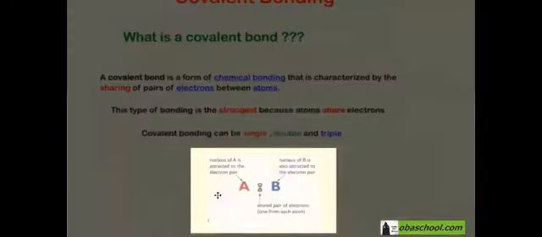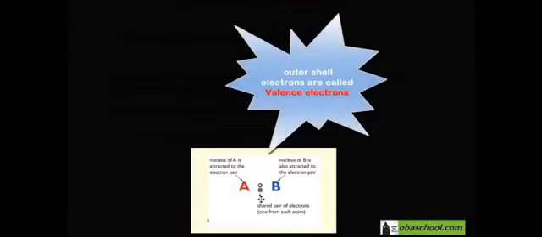In this example, you see the atom A, or the nucleus of atom A, and the nucleus of atom B. A has one electron, which is the red one, and B has also one valence electron, which is the blue one. A valence electron is the electron in the outer shell, the outermost shell of the atom. So each atom has one in this example.